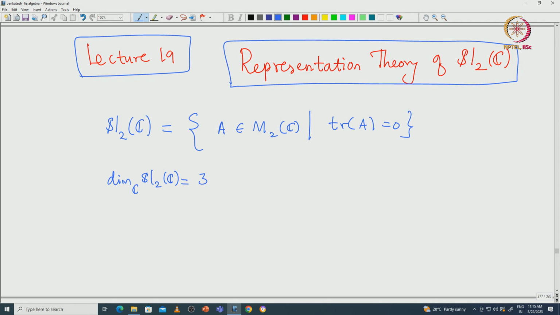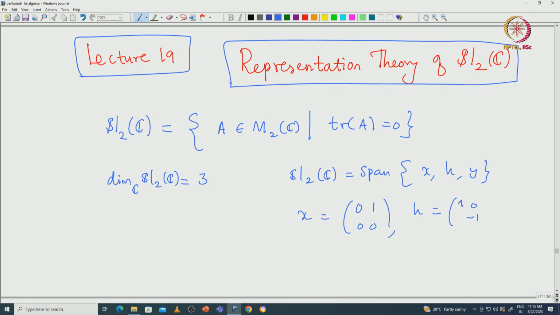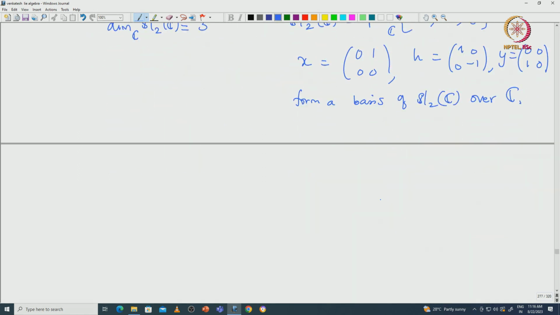by the following elements. sl2c is spanned by, call it x, h and y, where x is this upper triangular matrix, h is this diagonal matrix with entries 1 and minus 1, and y is this lower triangular matrix. So, this is actually a basis of sl2c over C.